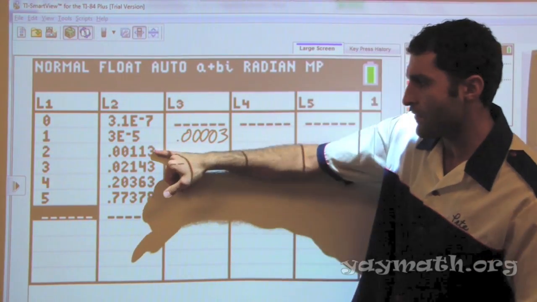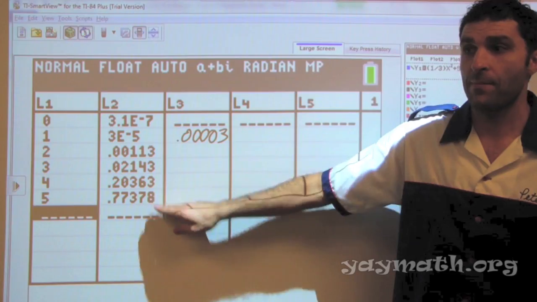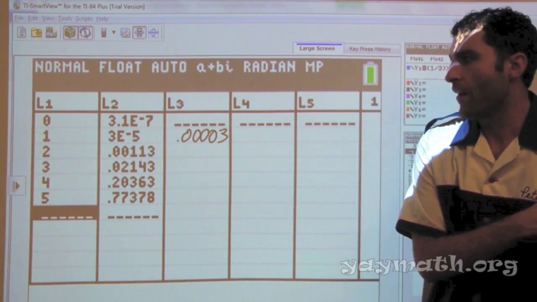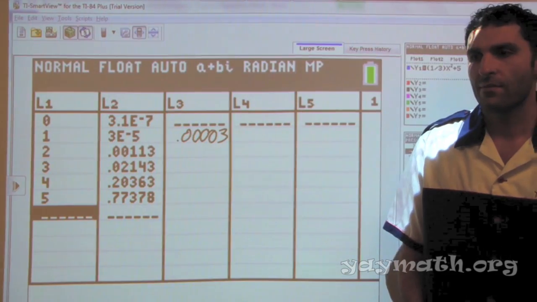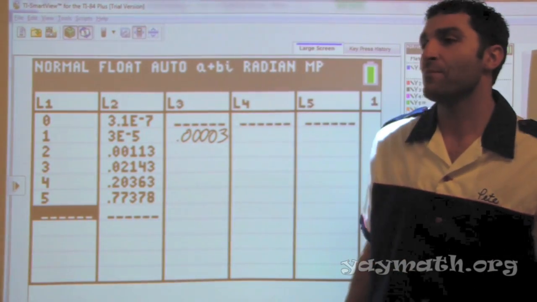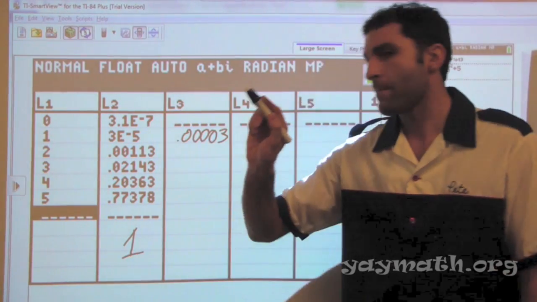And then this is the chance of 2 people, 3 people out of 5, 4 people out of 5, 5 people out of 5. All right? And what do you think all these numbers add up to? 100%. Good job. Numerically, which is? 1. Very good.